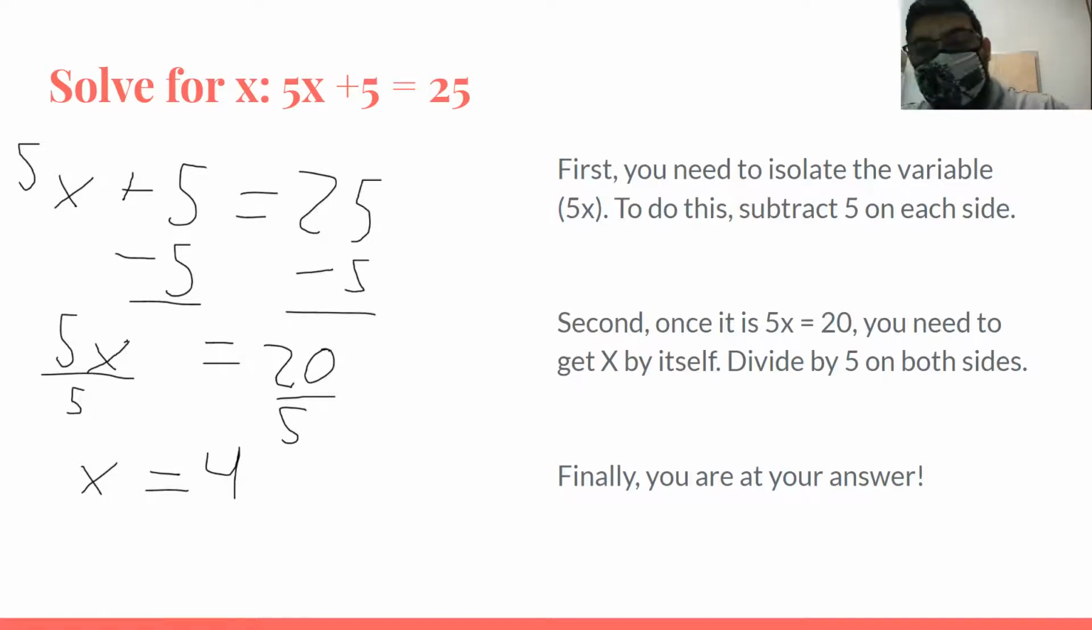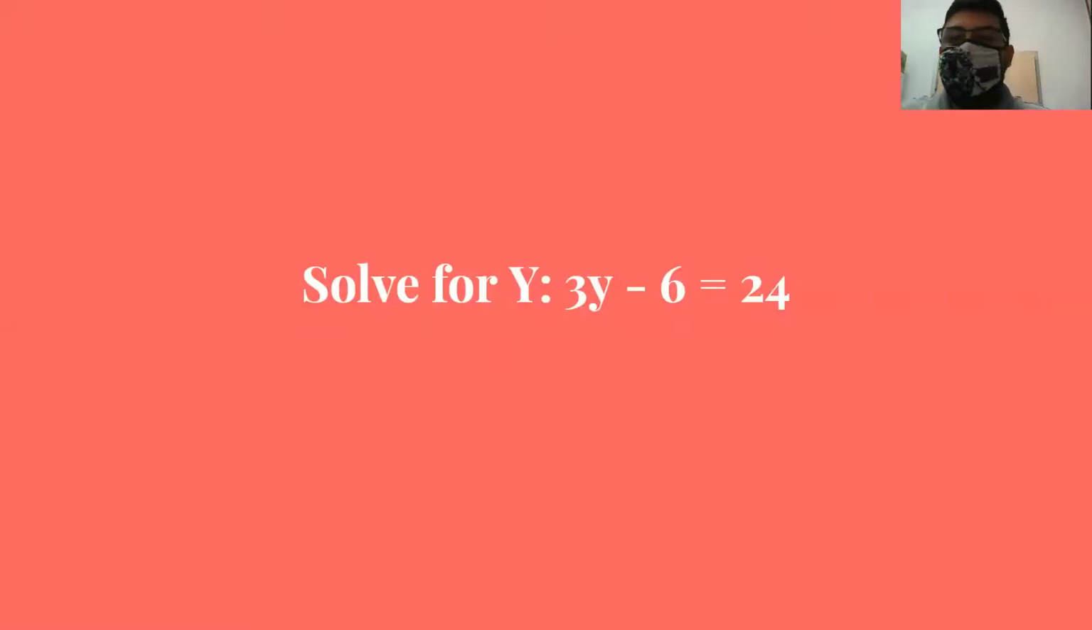So step 1, solving 5x plus 5 equals 25. Then, if it helps, cover that part of the problem up and then just look at the 5x equals 20 and then solve at that point. Okay? So let's try something.